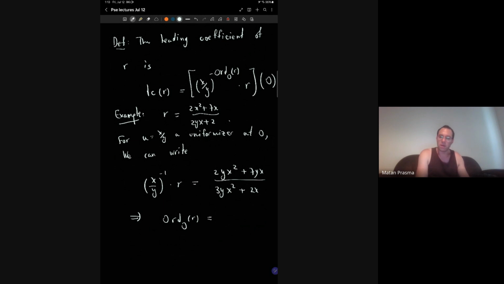I'm just checking if it is minus 1 or 1, but yes, yx has degree 5 and x squared has degree 4. So O is a pole of R, hence the order is minus 1.